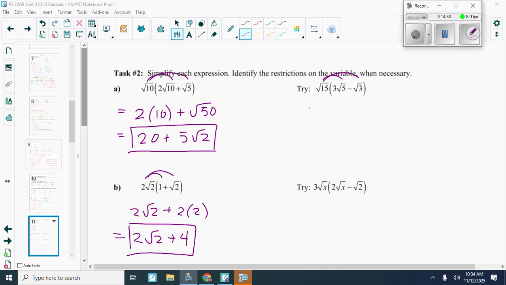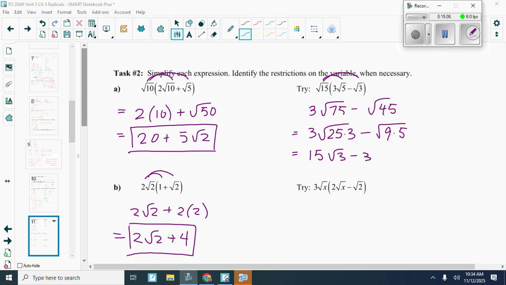So for this one, I get 3 root 75, subtract 3 times 15 gives me 45. I'm going to simplify. I know 75 is, this time I'm going to write out just a few more steps, 25 times 3, and 45 is my 9 times 5. So when I pull out the 25, that's 5, and I multiply it by 3, so that gives me 15 root 3, subtract 3 root 5.